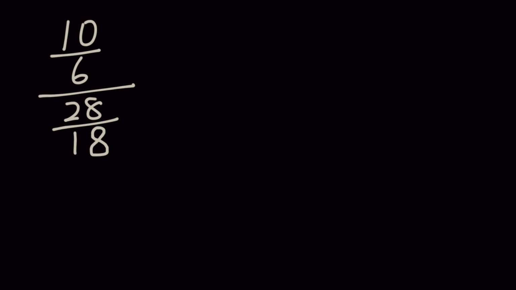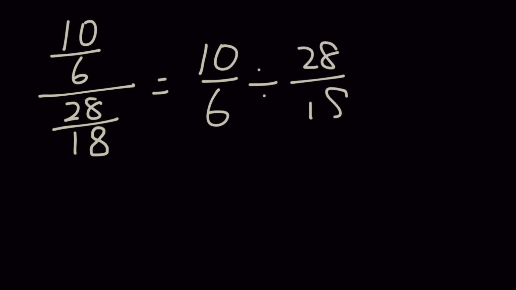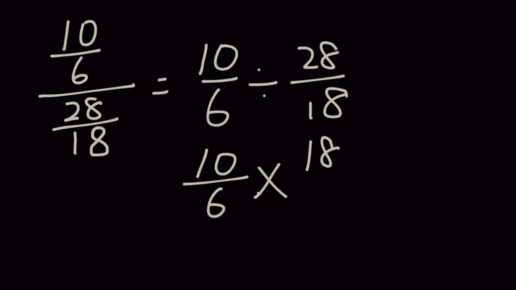Here's the first example. 10 over 6 over 28 over 18. We will rewrite this, and when we are dividing fraction by fraction, we will leave the first fraction as it is. We change division to multiplication and we reverse the denominator with the numerator. In this case, 18 will be on top, 28 will be on bottom.